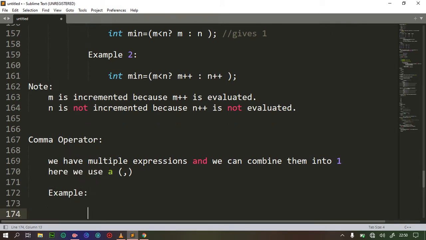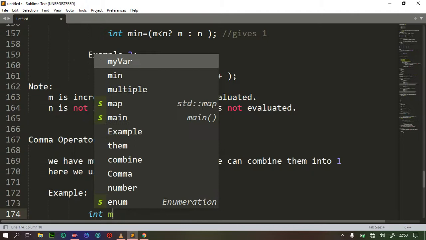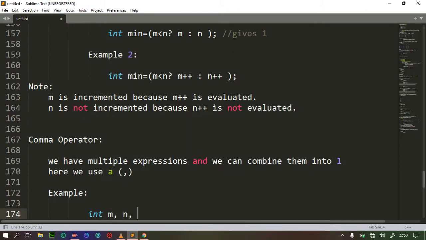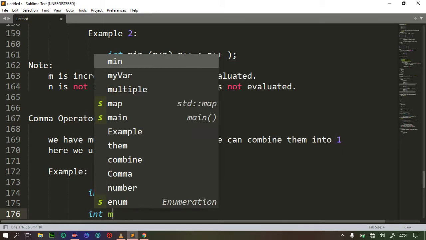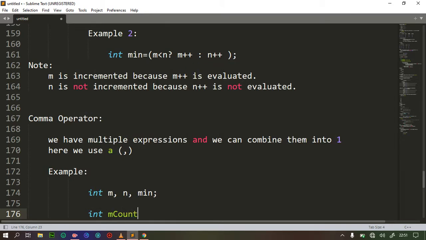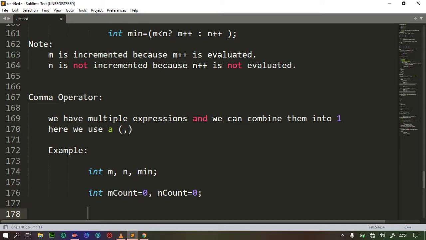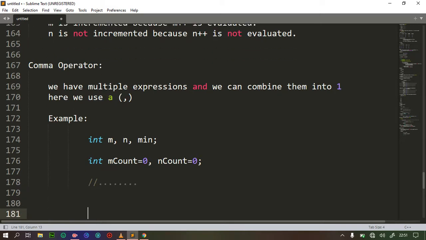Programming is by examples. Assume I have int m again, once again I have n and I have min. I've used those variables up there in my example. So once again, I'm saying int m count, and I have another variable called count initialized to 0. Then I have another variable called n count, initialized to 0 again, relating to m and n up there. Then of course I can have quite a number of code around there.